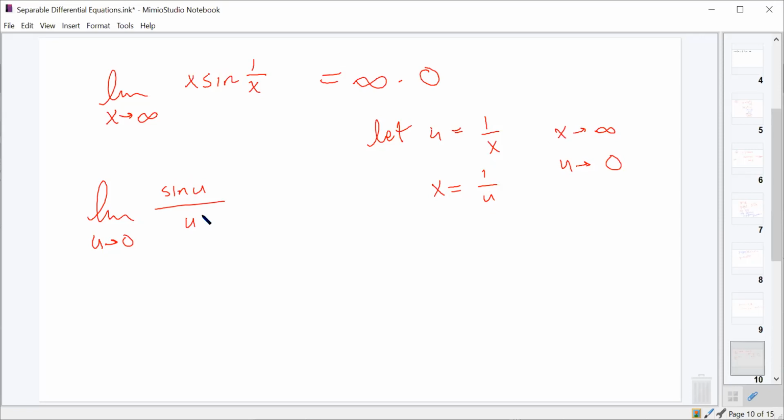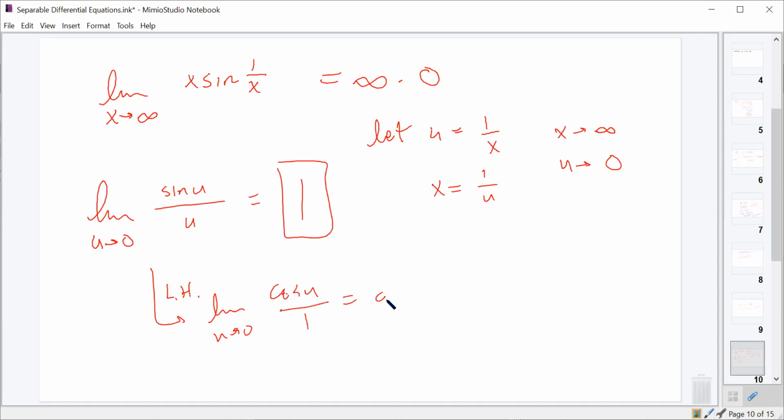And now this should be a limit that we have memorized, right? The limit as u approaches 0 of sine u over u should just be 1. And if by chance we might have forgotten that this limit is 1, you can always, if you want, apply L'Hopital's rule to this and get the limit as u approaches 0 of cosine u over 1, or cosine 0, which is 1. Does that make sense to everyone? Yes.